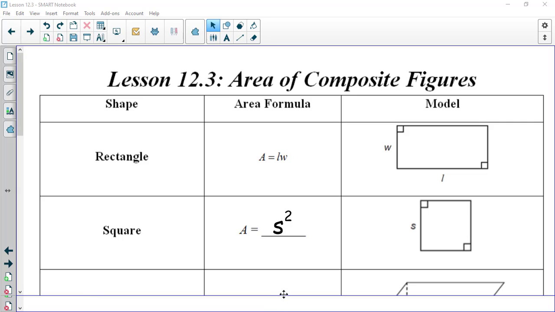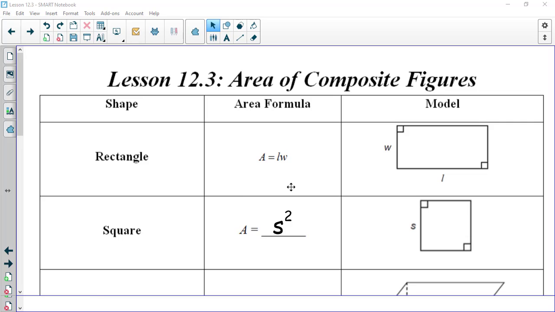Today's video comes from the lesson 12.3 guided notes on area of composite figures. We're actually going to start with some other formulas first, and then after we practice finding the area of just simple figures, we'll find the area of composite figures, which are seen really frequently in real life.